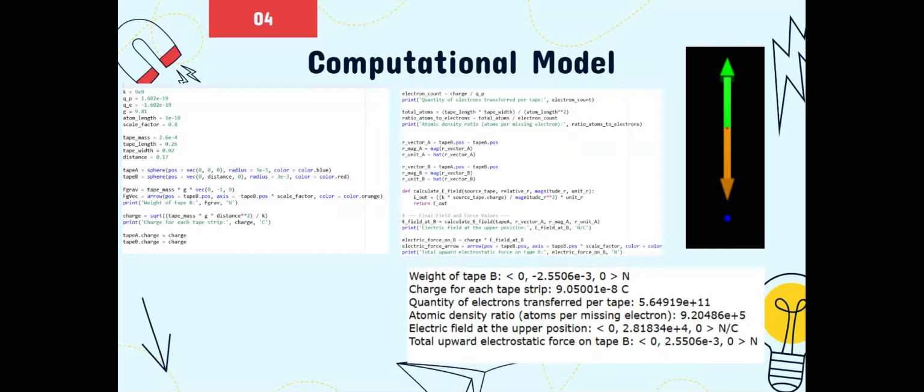So our computational model, what does it show us? Well, we put our initial conditions in the picture on the left, and we calculated the charge. We then used that to find the quantity of electrons transferred per tape, and we also used that to find the atomic density ratio, or basically how many atoms per electron. And then we also calculated the electric field at the upper position and the total upward electrostatic force on tape B. All of this was done in the for loop for updating it. And these numbers match our calculations from before.